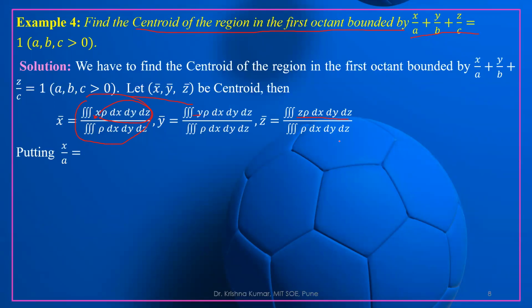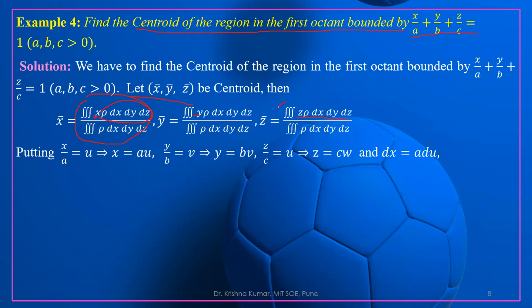Correct? So putting x by a is equal to u, x is equal to au. Now, when we have a triple integration, there is no need to find its limits. Always try to apply the Dirichlet theorem. This is a very simple formula, and compulsory one question will come from the Dirichlet theorem. So let us put x by a equal to u, y by b equal to v, z by c equal to w. So x is equal to au, y is equal to bv, z is equal to cw, and dx is equal to a du, dy is equal to b dv, and dz is equal to c dw. And u plus v plus w is equal to 1.